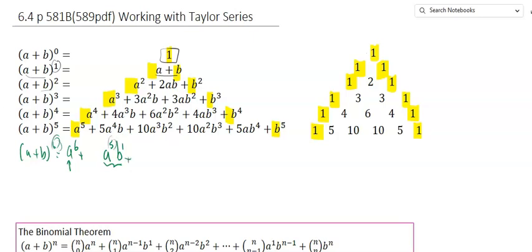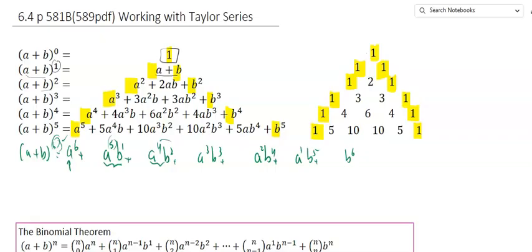Then lose 1 term, that's a to the 4th. That has to be b squared because those must add up to 6. 3, 3. 2, 4. 1, 5. And b to the 6. Now, the issue, that was the easy part. The hard part was the coefficients.